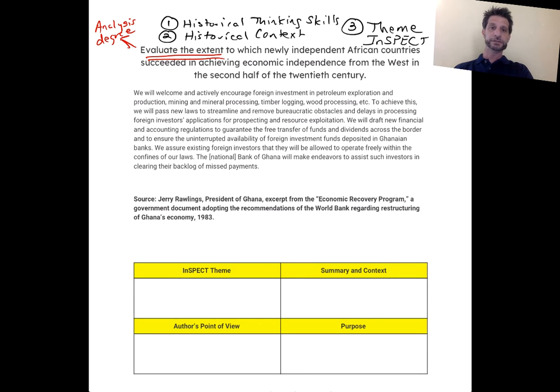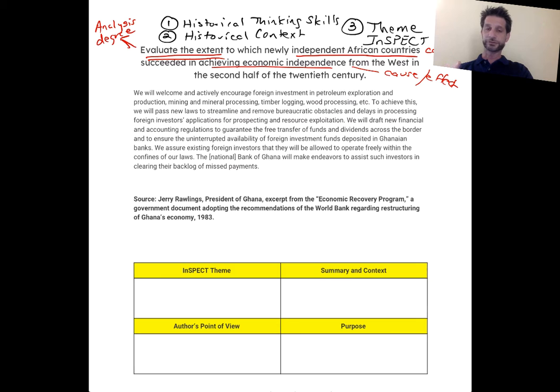So: evaluate the extent to which newly independent African countries, and here's our content, newly independent African countries succeeded in achieving economic independence. Now this one's kind of tough because it's not a straightforward historical thinking skill, but if we think about achieving economic independence, this is like an effect, right? So we know this question is probably going to be more about cause and effect when it comes to this typical type of question.